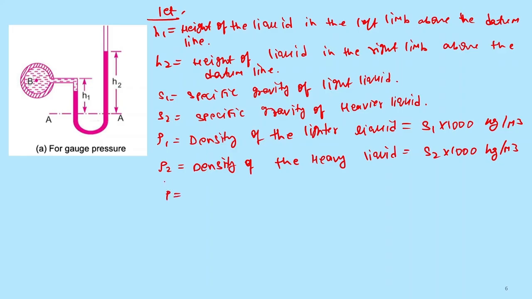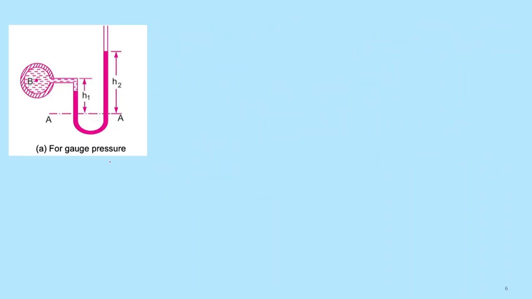And P equal to pressure intensity. So first we have to write all the notation, then we will come to the equation. Like first we will find the pressure in the left limb.